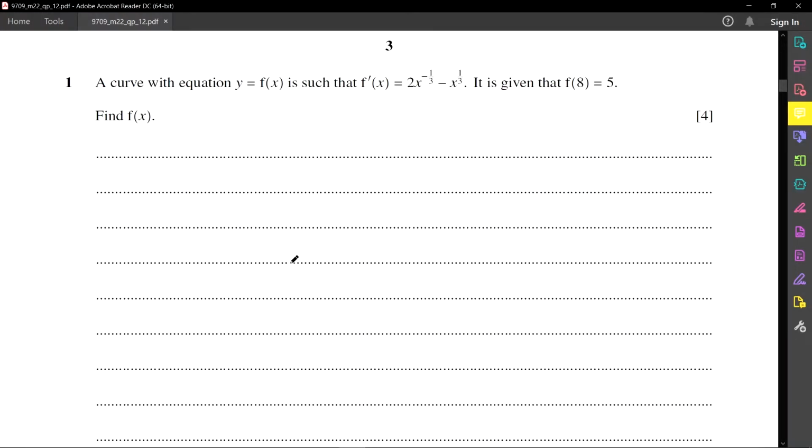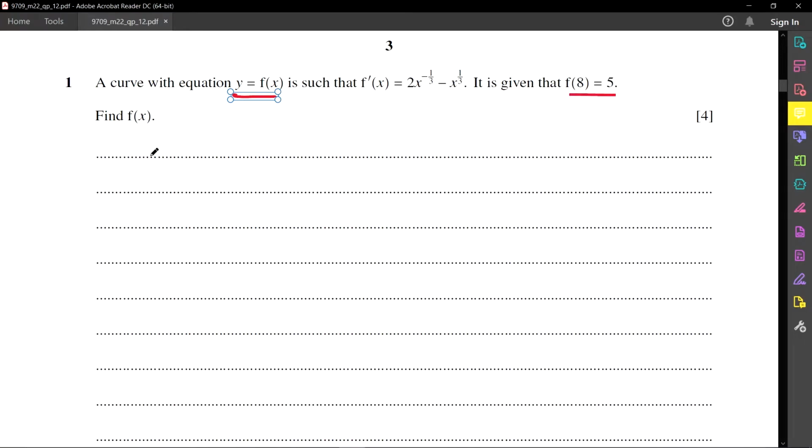Question number 1. A curve with equation y equal to f of x is such that f dash of x equal to 2x power minus 1 by 3 minus x power 1 by 3. It is given that f of 8 equal to 5.